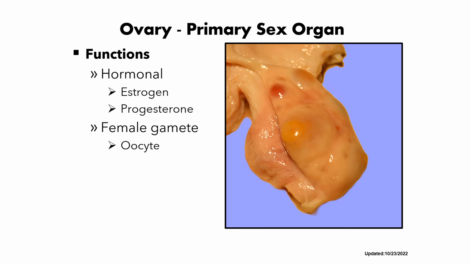The ovary is considered to be the primary sex organ of a cow, and of course of female animals. The main function of the ovary is that it will produce the two major hormones of the reproductive tract, estrogen and progesterone. This is the endocrine function of the ovary. It also has a gametogenic function because it produces the oocyte or the female gamete. This structure here represents the ovary of a cow.